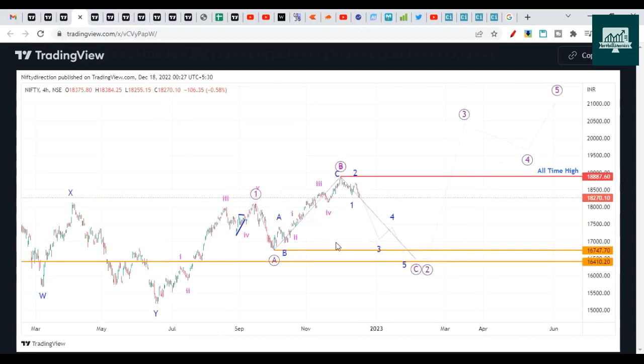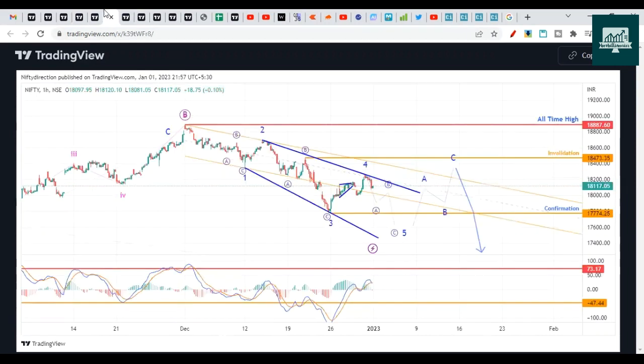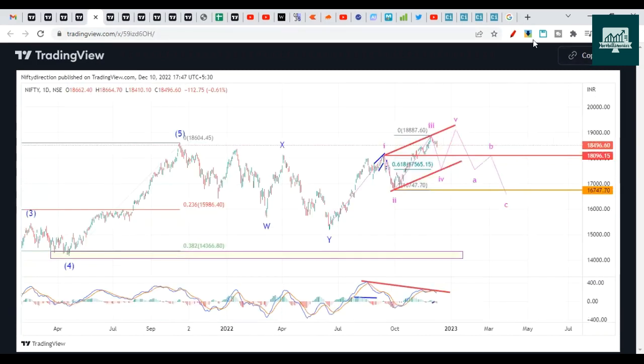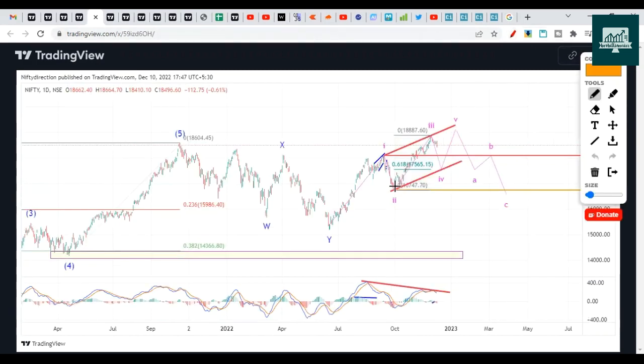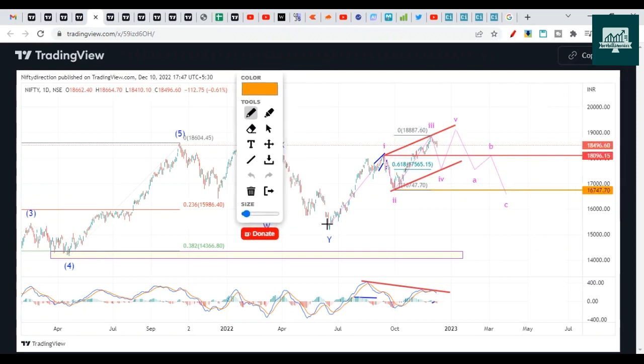Then again on 18th December, similarly we created wave counts 1, 2, 3, 4, 5. So this is how it's reaching. And the second or alternate view is like this, where it can be a leading diagonal pattern with a 3-3-3-3-3 wave structure. So price may fall towards 17,800 to 17,500. That's what we said when we discussed this on 10th December.